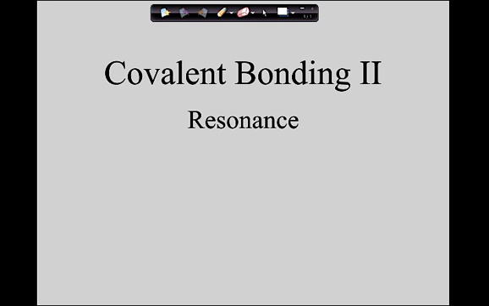Here's what I need you to do. Draw the Lewis dot structure for ozone. Guys, for those of you that don't know, ozone is O3. You know that oxygen is diatomic. It is O2. Ozone is O3. So briefly, in your notes, draw the Lewis dot structure for ozone.